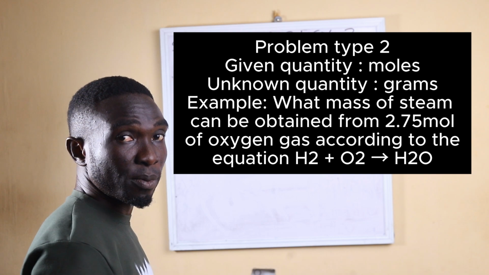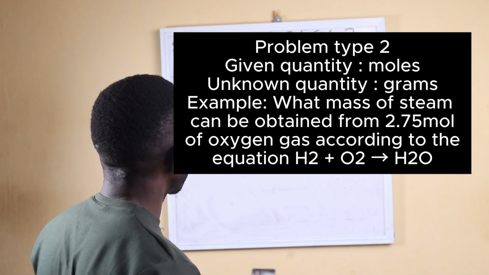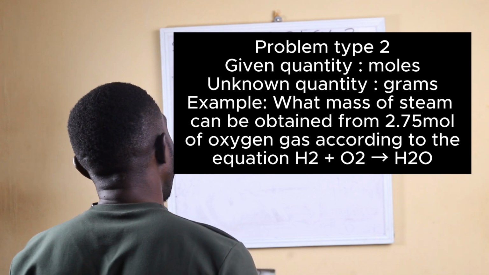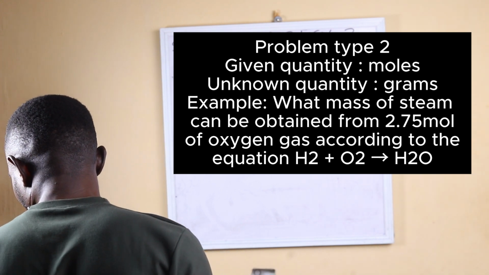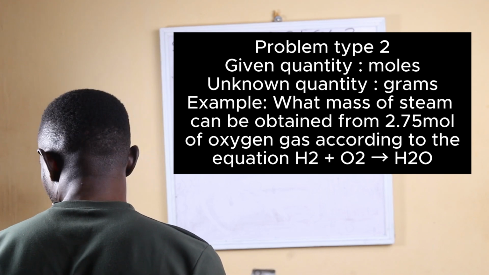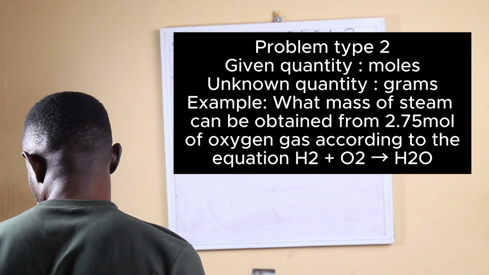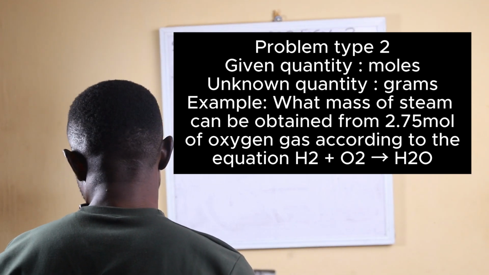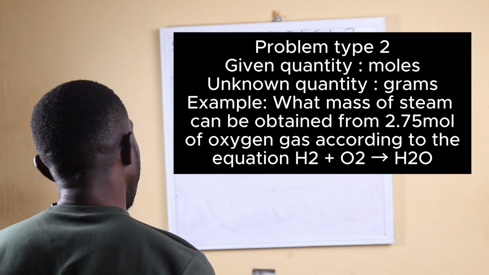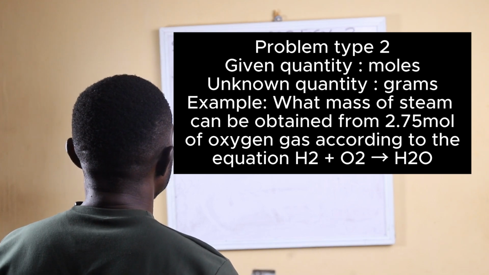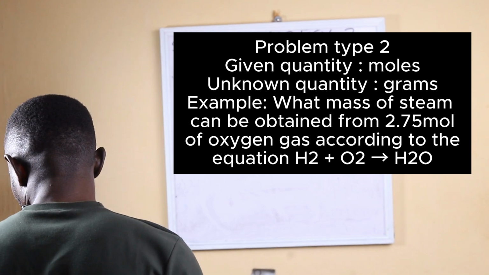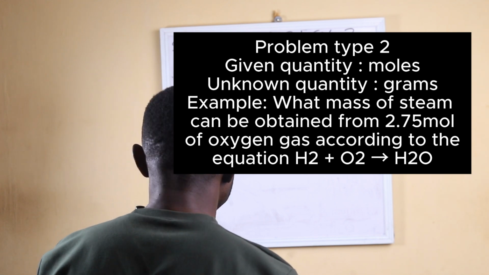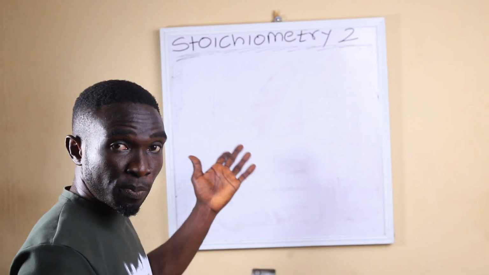Let's consider an example like the one on the board. The example says, how many grams of water can be produced from 2.75 moles of oxygen gas according to the equation? Let me repeat. How many grams of water can be produced from 2.75 moles of oxygen gas according to the equation? Now, this is how to solve this problem.